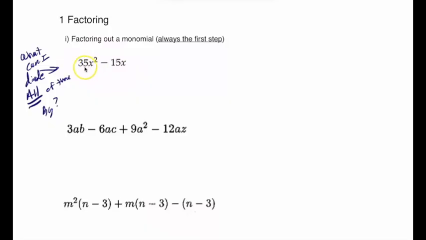In this case, I would say they both divide by 5. They're both divisible by 5, and they both have an x. We're going to get that 5x and put it on the outside. We divide each of them by the 5x. 35 divided by 5 is 7. X squared divided by x is x. Minus 15 divided by 5 is 3, and the x's cancel out.